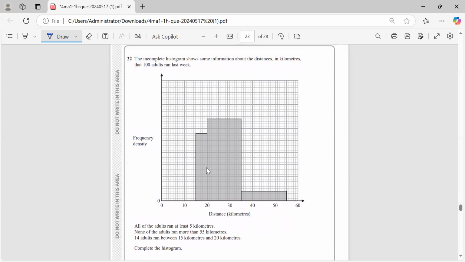That means our histogram, our frequency density diagram, should start from 5 here, because all of them ran at least 5 kilometers. That means there is nobody who actually ran less than 5 kilometers. So all of them ran 5 kilometers and above. None of the adults ran more than 55 kilometers. That's why you see here, there is nothing after 55 kilometers. All right. So we're actually using this histogram to solve this problem.